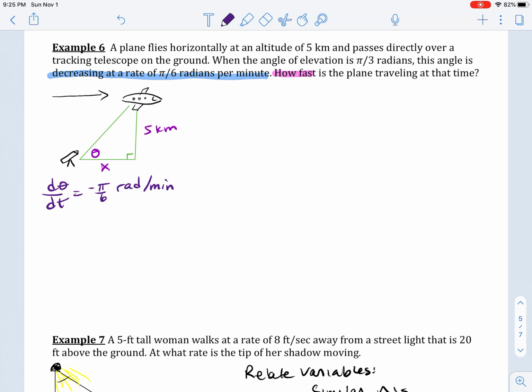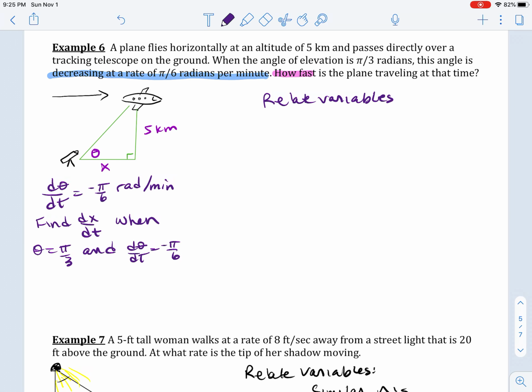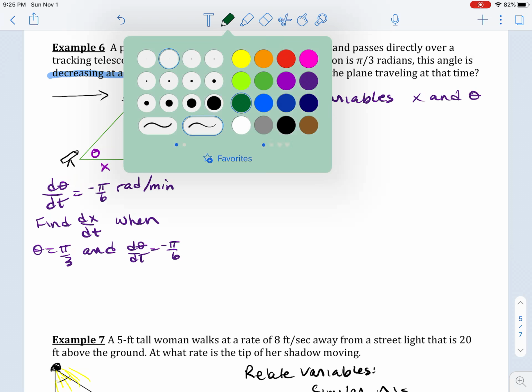Good. And so if d theta/dt is that, and it says how fast is the plane traveling at that time, we're going to be asked to find dx/dt, because that's the horizontal distance that the plane is traveling when theta is equal to pi over 3, and of course d theta/dt is equal to minus pi over 6. Good. All right, so what do we want to do? We want to relate the variables. And what variables did we introduce? We want to relate the variables x and theta.